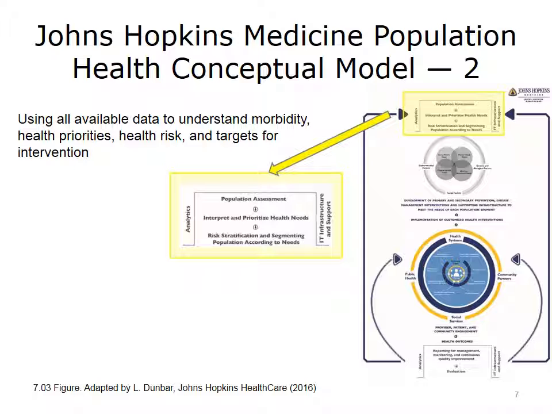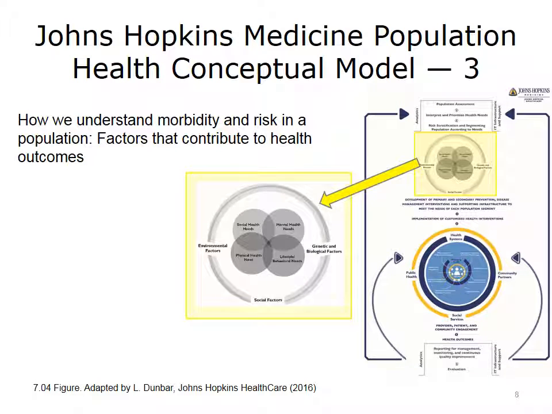Below the population assessment box in the conceptual model, and enlarged on the left-hand side of the slide, are the upstream factors and individual factors that affect the ability of a population to realize better health and better quality of life.